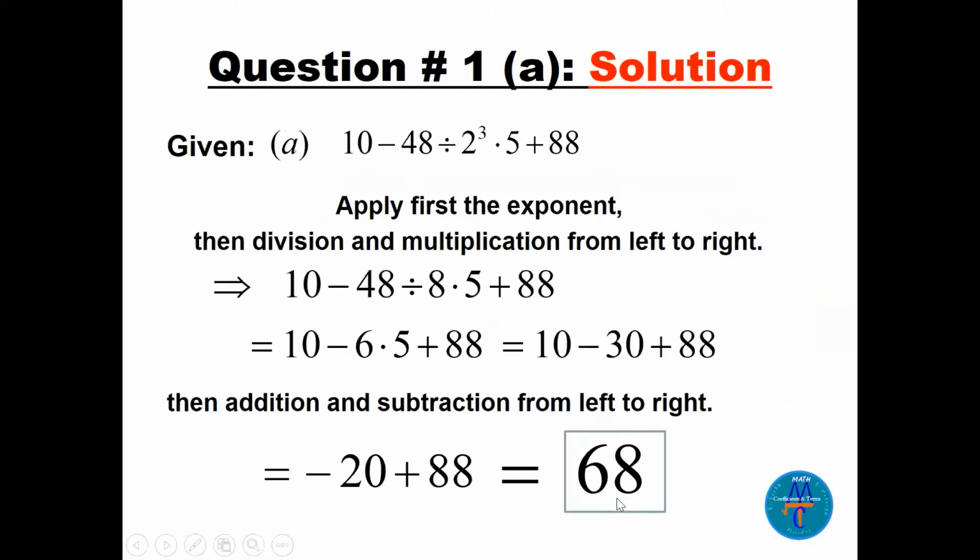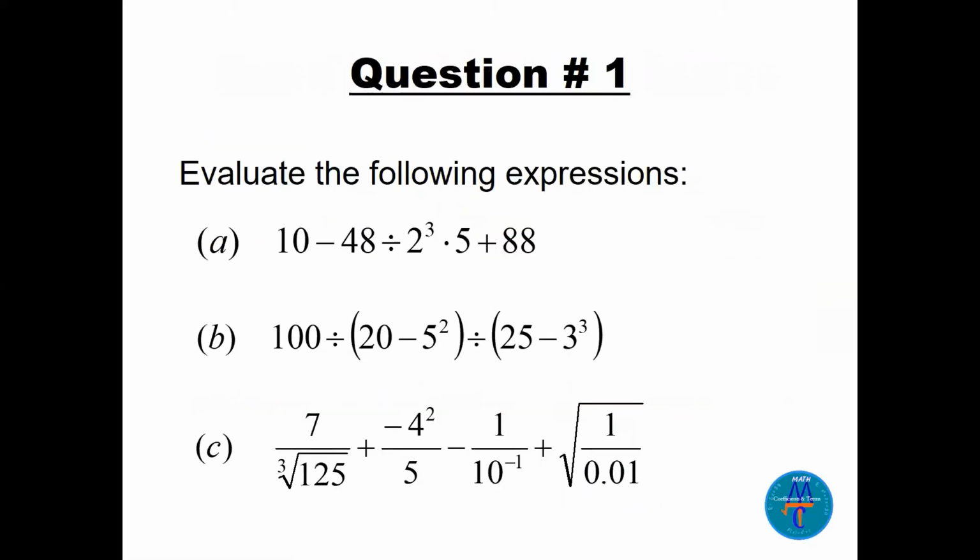Nice question, maybe. Let's see the third one, a little more difficult: 7 over the cube root of 125, plus minus 4 squared over 5, times 1 over 10 to the power minus 1, square root of 1 over 0.01. You can try it, please, and then we can see the answer in a minute. Okay, so we need the value, one number there. The whole question number 1, part C, is one number.